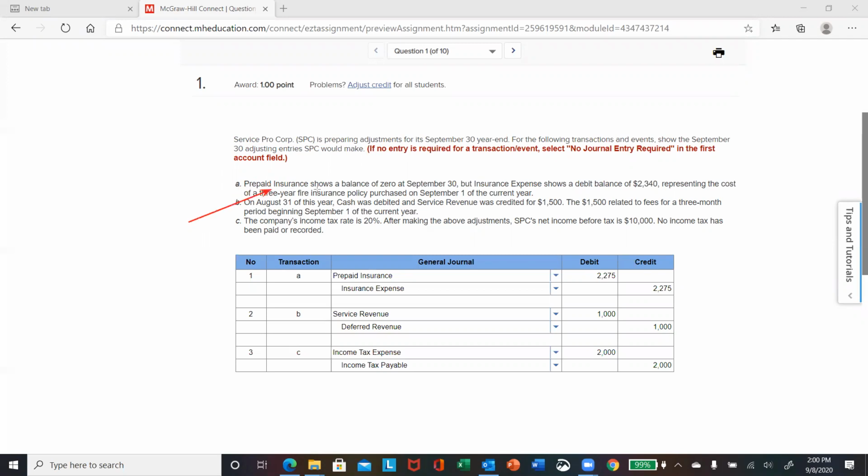So we got prepaid insurance, says they got a 0 balance at September 30th, but the insurance expense has a debit balance for $23.40. And this represents the cost of a 3-year policy purchased on September 1. So essentially what they did is when they bought the policy, they went ahead and just expensed it. They just put it all to insurance expense, and they shouldn't have done that.